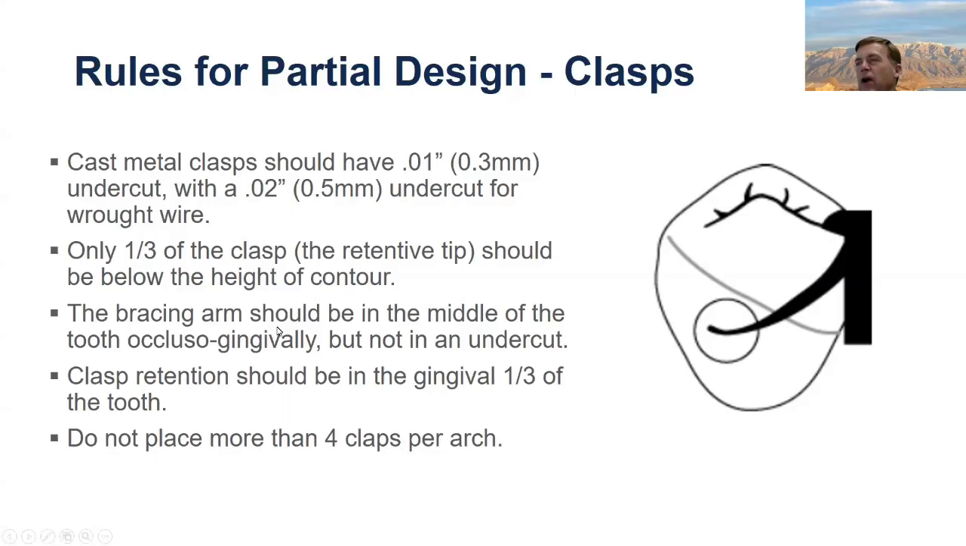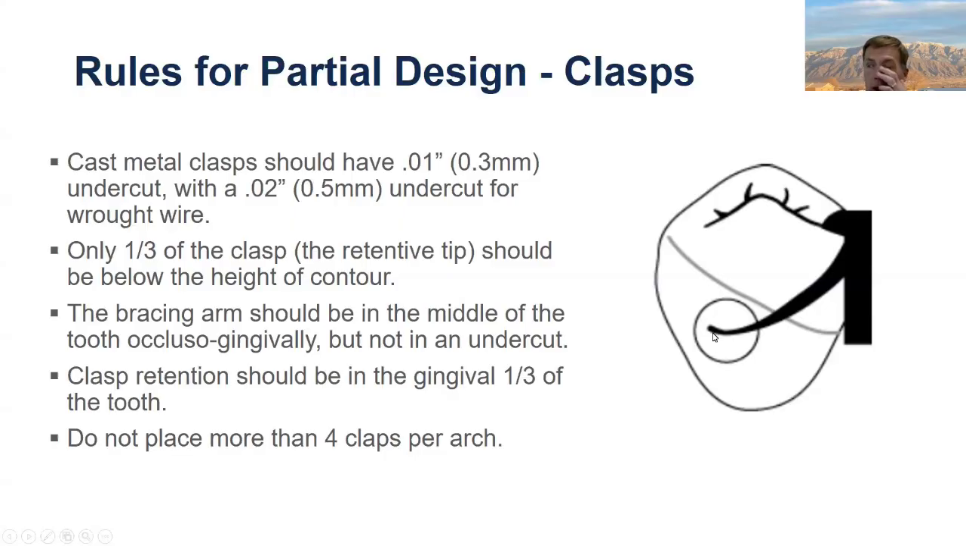Again, we don't want the bracing arm to be active. We want it to just sit above the height of contour. And then we want the clasp. We call this the active tip. We only want this tip to be flexing. We want the rest of this to sit nicely on the tooth and this to engage the undercut.